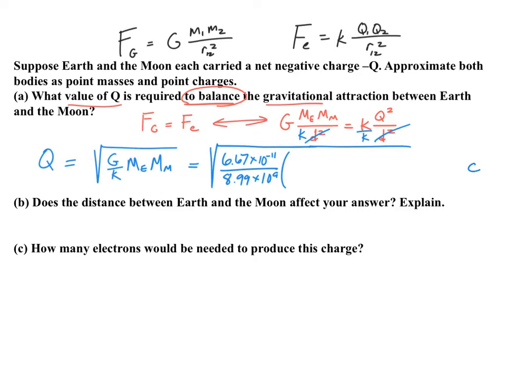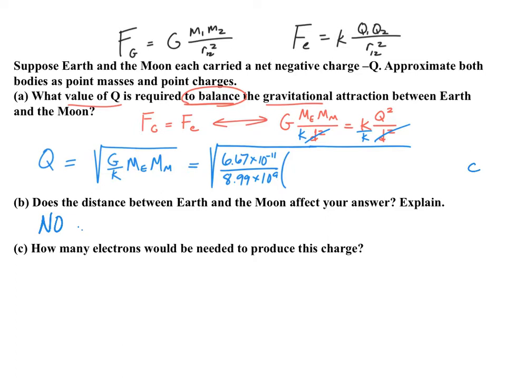Part B, does the distance between the Earth and Moon affect your answer? Well, no. We saw that up here. Distance didn't matter because the same inverse square applied in both situations. So we could drop it just by logic, or we could do it by math. We did it by math.